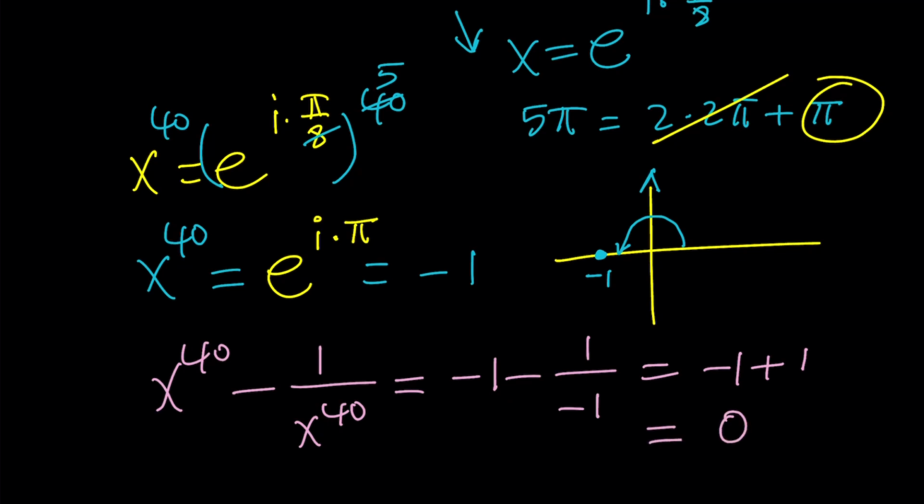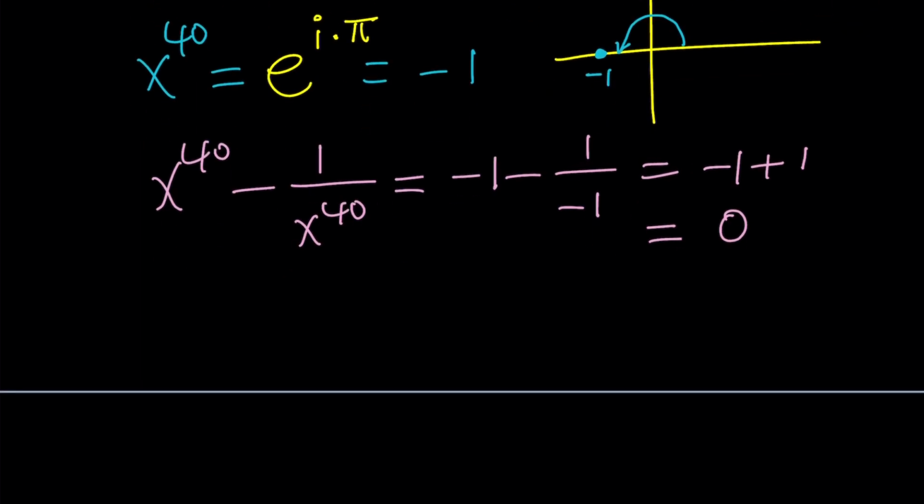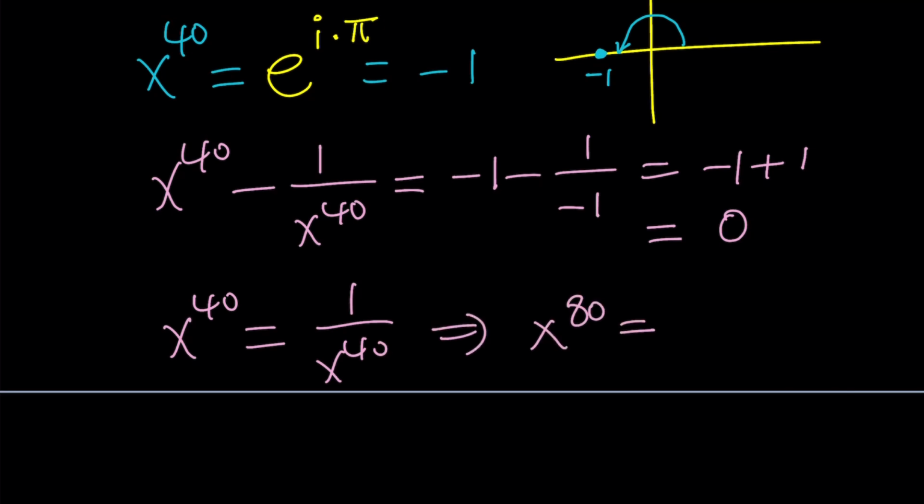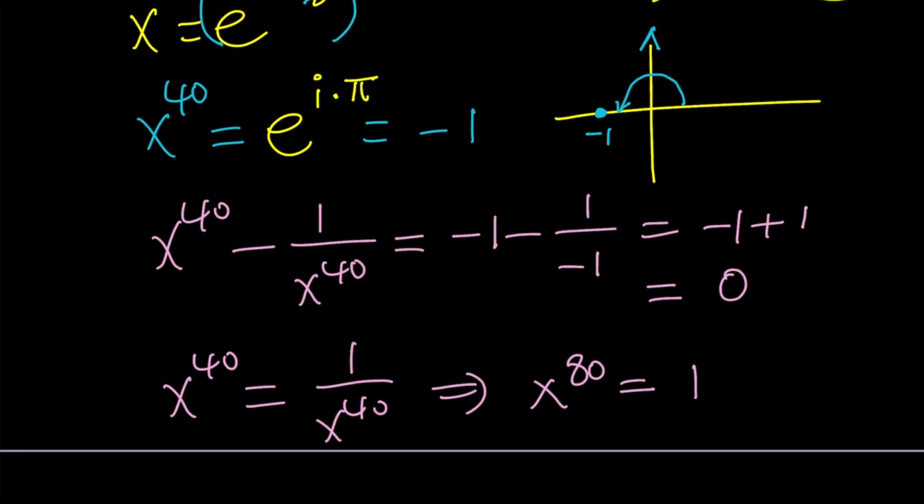How is that possible, right? Well, if you think about it, you'll find out x to the 40 equals 1 over x to the 40, because x to the 80th power is 1, because it's e to the power 2 pi i. Makes sense? Which is good old 1. Now, that's basically one way to look at it. Let's go ahead and take a look at the second method, shall we?